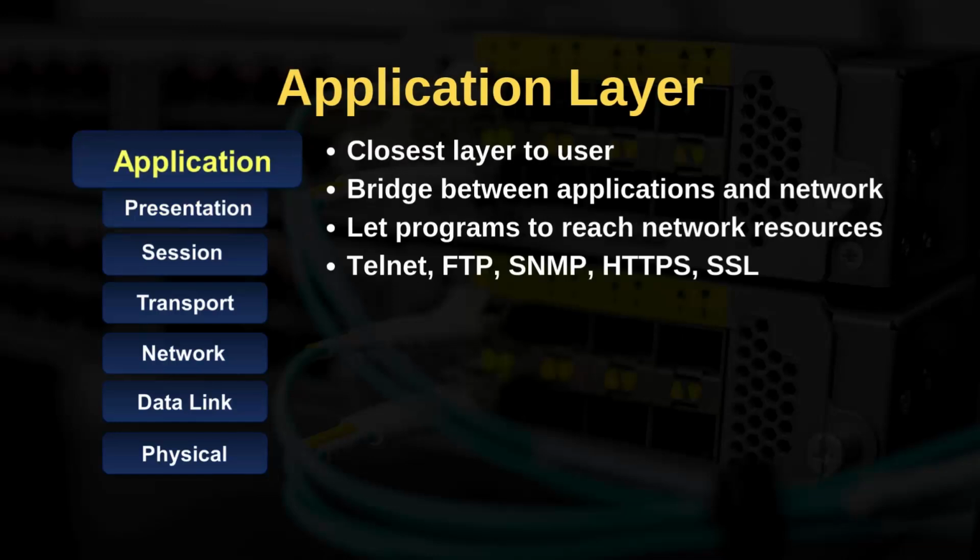The last layer is the application layer, and the application layer is the closest layer to the user. So the programs, the applications are on this layer. This is the bridge between applications and the networks. The application layer of the OSI model lets programs reach the network resources. Many different application layer protocols work in this layer, and some of them are Telnet, FTP, SNMP, HTTPS, SSL, etc. We have finished the OSI reference model layers.